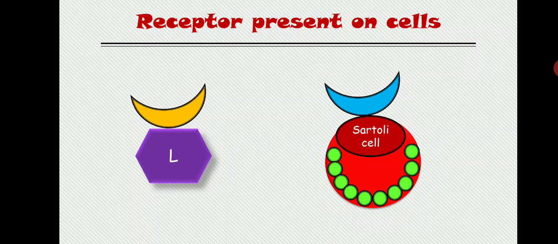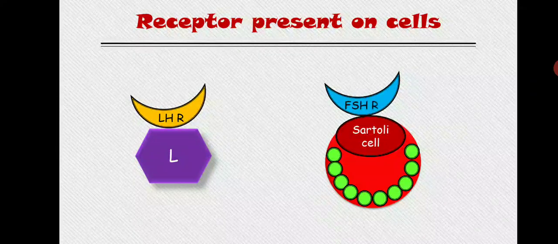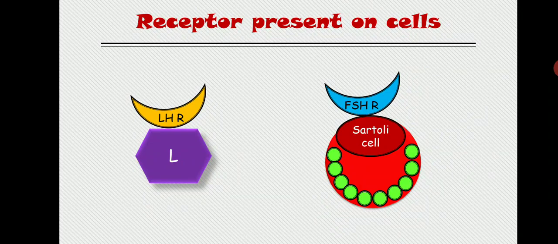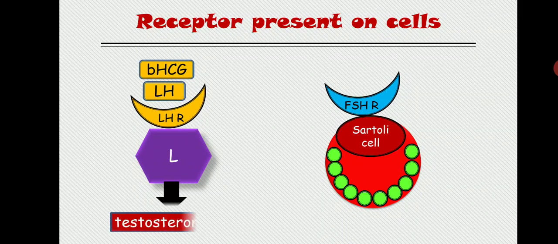The receptor that is present over the Leydig cell is basically the receptor for LH hormone, that is LHR, and the receptor that is present over the Sertoli cell is basically the receptor for FSH, FSHR, follicle stimulating hormone receptor, and this one is the luteinizing hormone receptor. Now over the LH receptor basically two types of hormone can bind. One is LH, another one is beta HCG, and this Leydig cell will ultimately secrete testosterone.